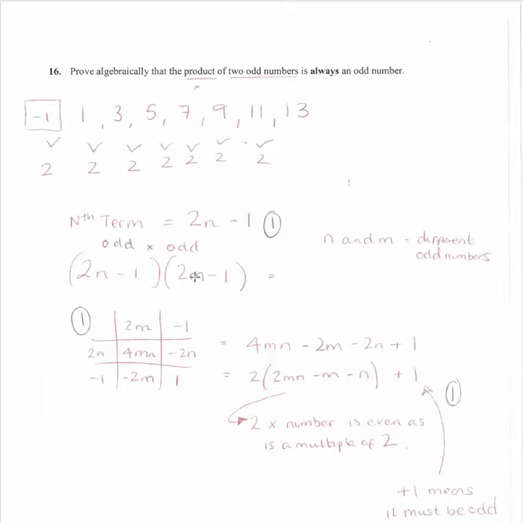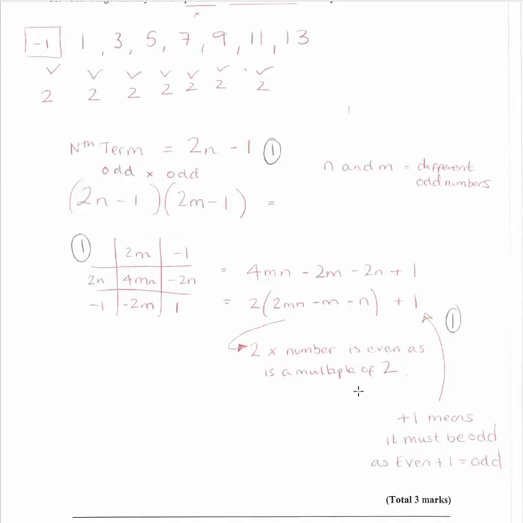Just a quick check. 2n times 2m, 4mn. 2n times minus 1 is minus 2n. Minus 1 times 2m is minus 2m. And minus 1 times minus 1 is 1. Now, what have we got here? Well, we don't know what m and n are, but whatever they are, if you multiply it by 2, here or here, and here by 4, the answer is going to be even. So that is going to be even, that is going to be even, and that is going to be even. It doesn't matter what m and n are.